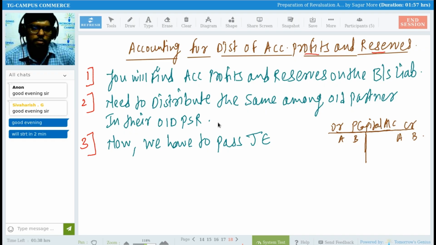On the debit or on the credit side? We are giving them profit. We are giving them reserves, profits and reserves. We are distributing profits and reserves. So where do we have to record? Tell me.